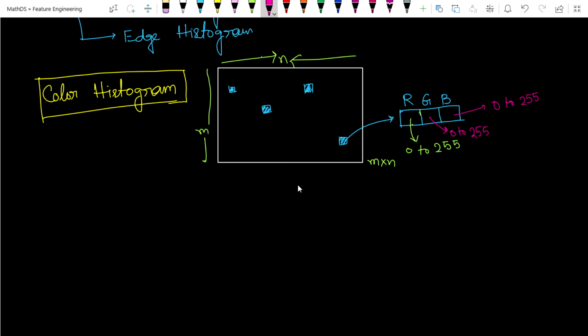So the first step in the color histogram technique is to find the red values for each pixel. For each pixel there are three colors: red, green, blue. First we do this for the red color, for the red values, for each pixel.